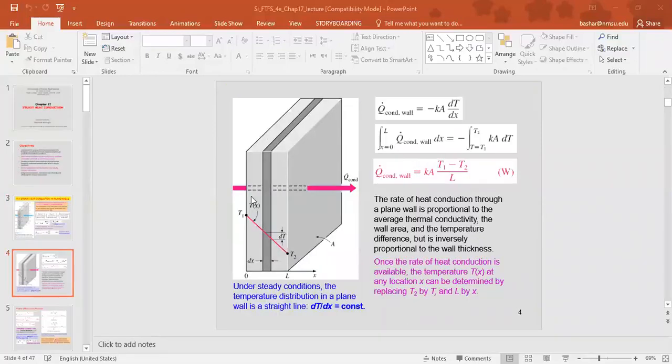So for a plane wall without heat generation, the temperature profile will be a linear profile, and assuming a constant thermal conductivity, then the heat rate by conduction through the plane wall reduces to this form, KA times delta T divided by L, where delta T is T1 minus T2.